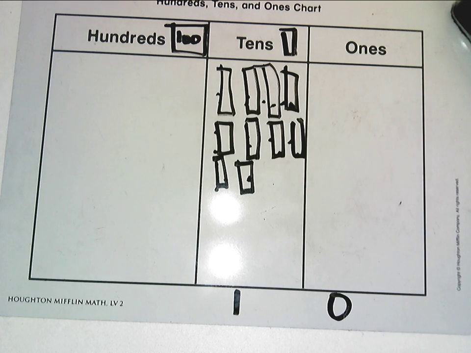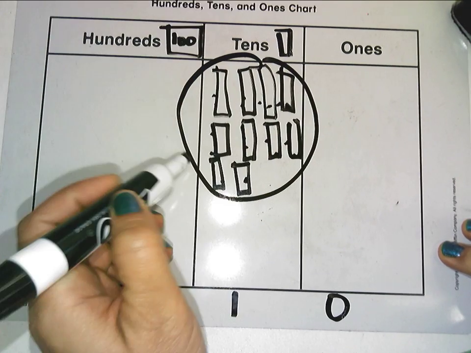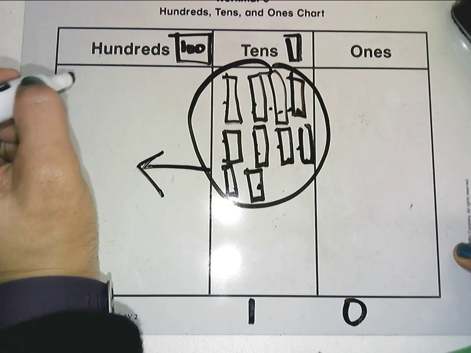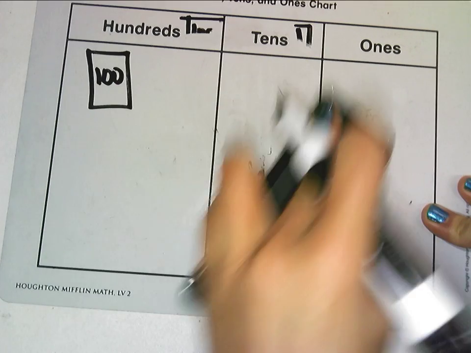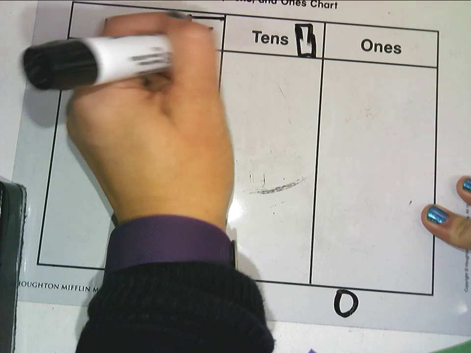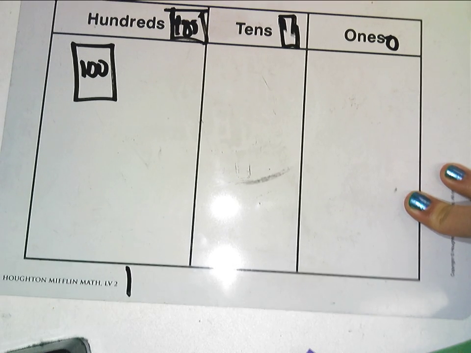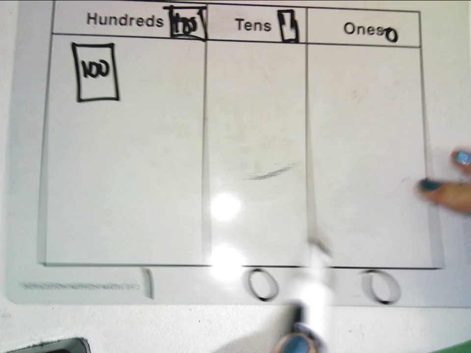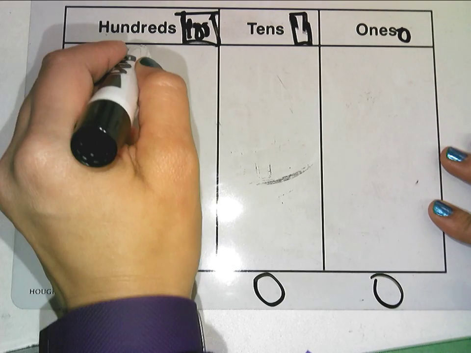If you said bundle them up and regroup, you are correct. So, I'm going to bundle these up, kind of put them in a group. I'm going to put them over here, and now I'm going to write 100. So now I no longer have these groups of 10 anymore, okay? Oopsies. Let me rewrite that. So now I have 1 in the hundreds, 0 in the tens, 0 in the ones. Just like that, okay?